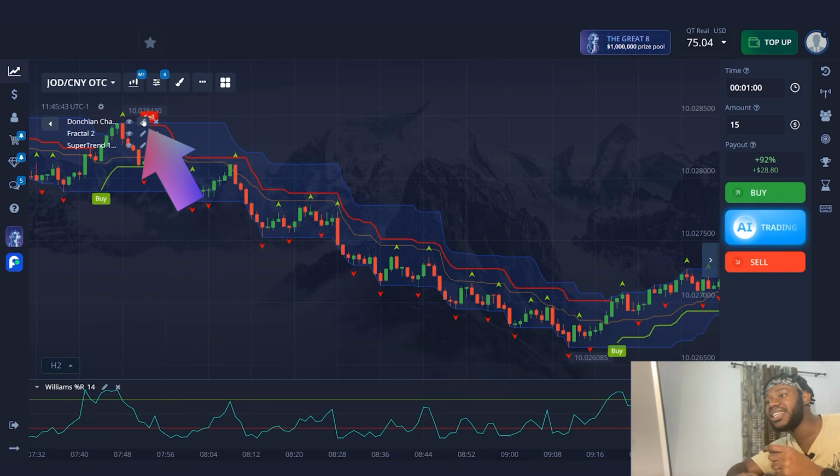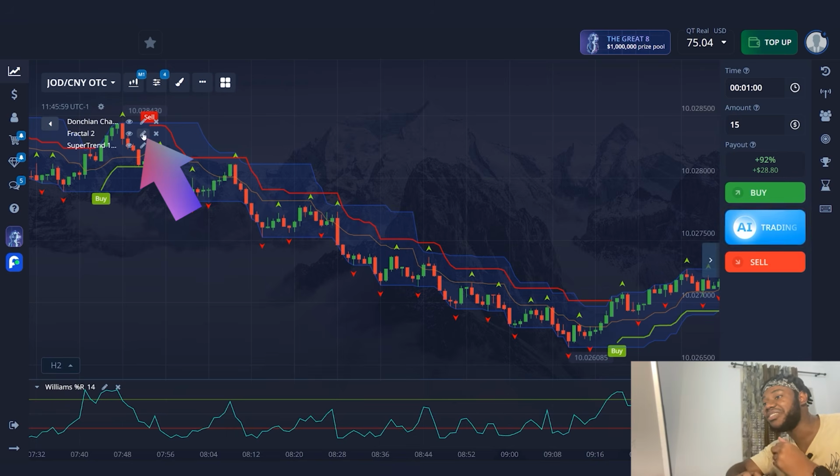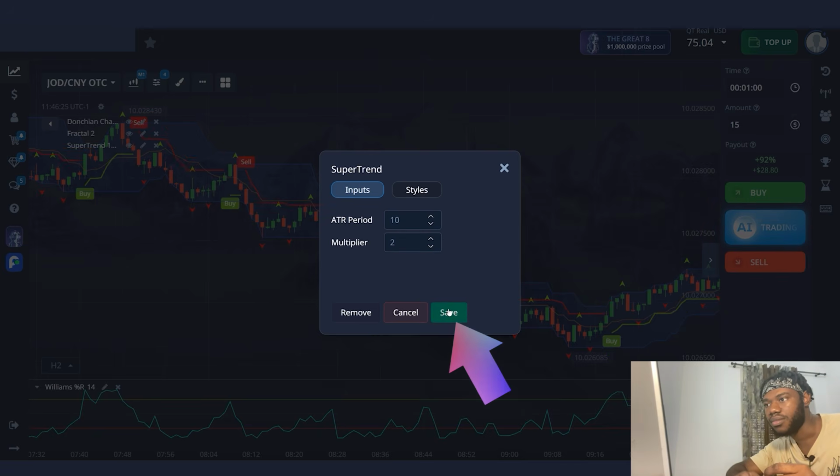The Donchian Channel indicator will have a period of 15. The color settings of the indicator will remain standard. They do not need to be changed. I will leave the period of the fractal indicator at the standard 2. I will also leave the period for the super trend indicator at 10 and I will make the multiplier 2. And now, Williams, I'm going to reduce the indicator period to 12.